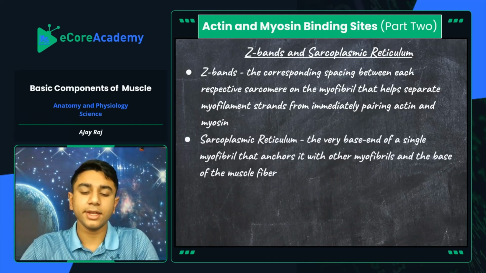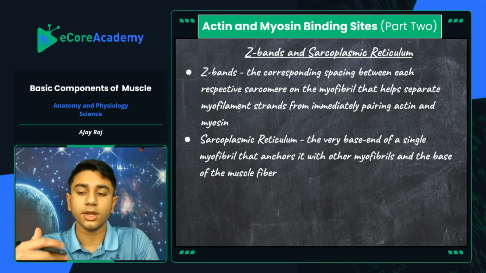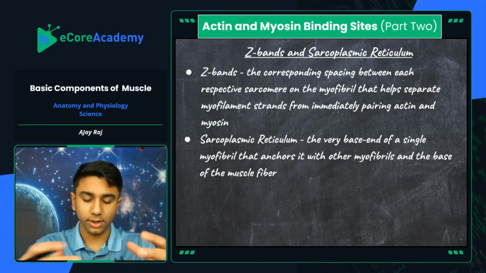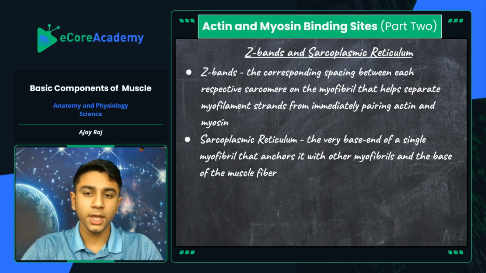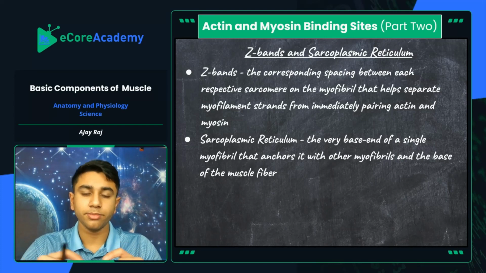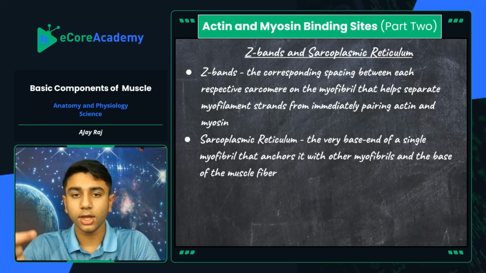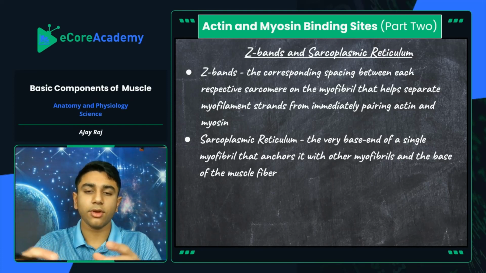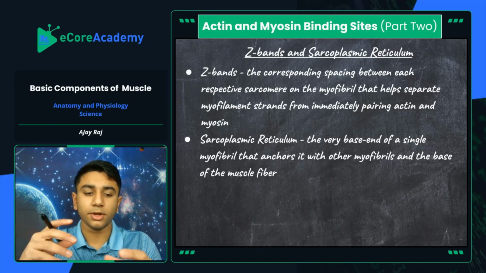It's the very base end of a single myofibril that anchors it to another myofibril and the base of a muscle fiber. If you think of a muscle fiber like a giant cup, or just a regular sized cup, and you take a bunch of pieces of paper and roll them up, or just take pieces of chalk, let's keep it a bit more dense. Let's say the pieces of chalk are the myofibrils. All you're doing is sticking them into the cup, and once they're all together, they're compact. That makes your muscle fiber.